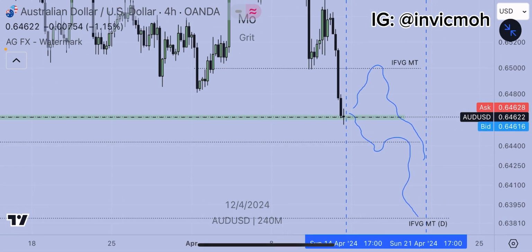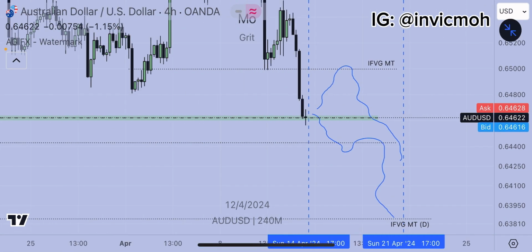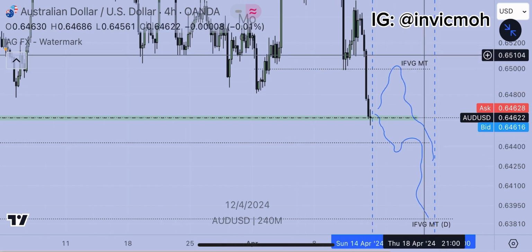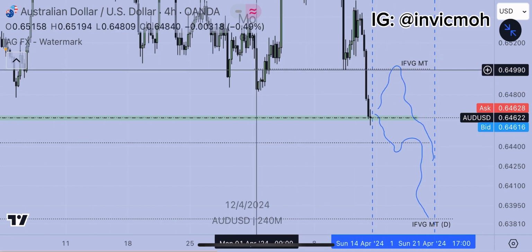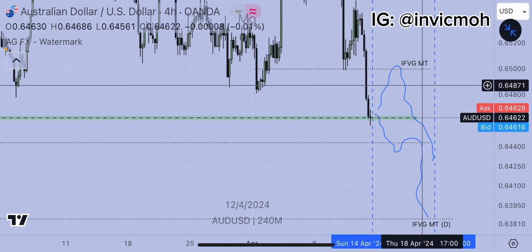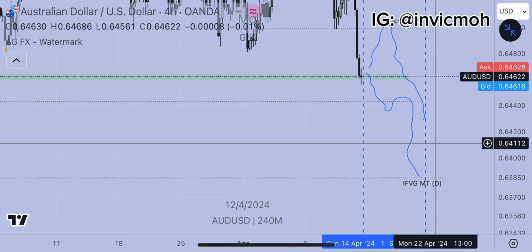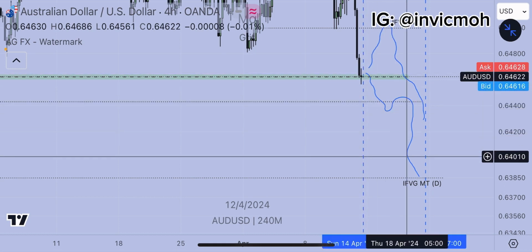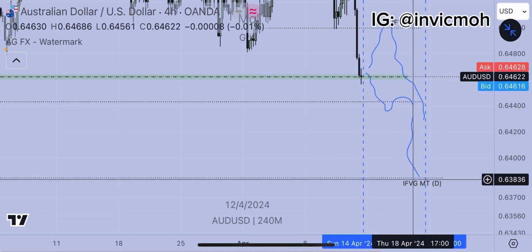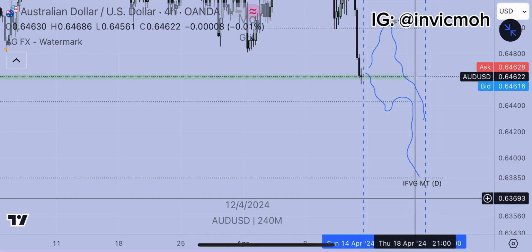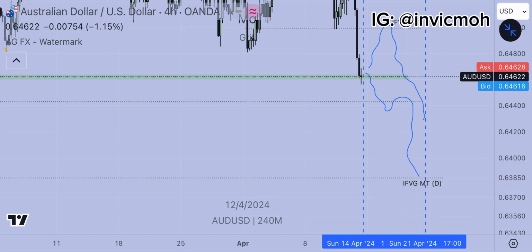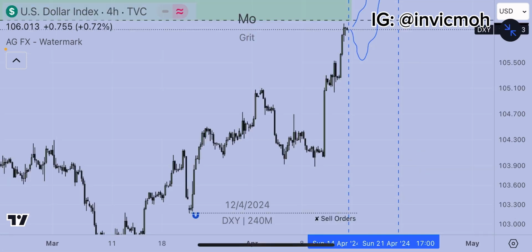I would like to see the continuation of those sells that started last week. So we can potentially see price pull back into the mean threshold of this inverted fair value gap right here. Then we can see a reaction from that to the downside, or price can open up and just rip lower to reach for this inverted fair value gap mean threshold on the daily time frame. So to the left is where we have the inverted fair value gap mean threshold on the daily time frame. This is for our analysis on DXY.